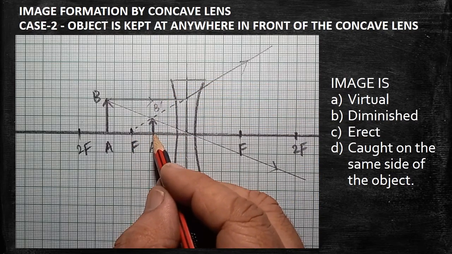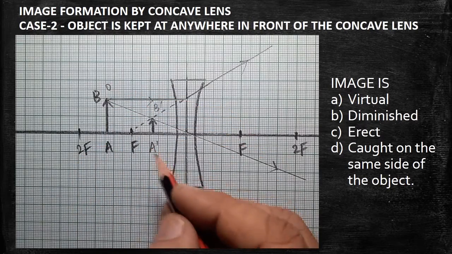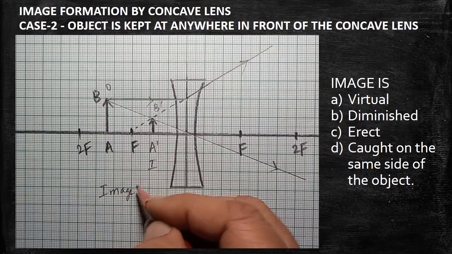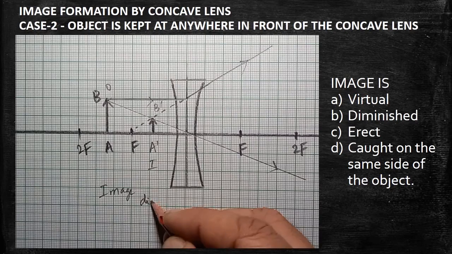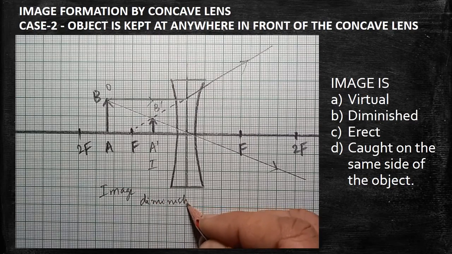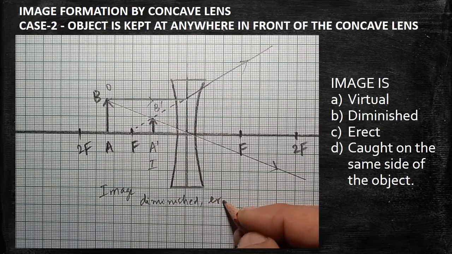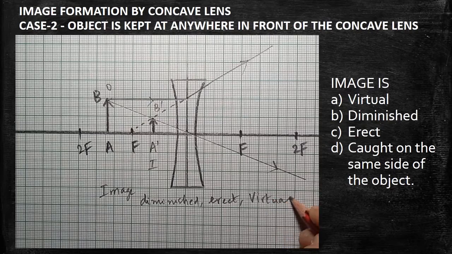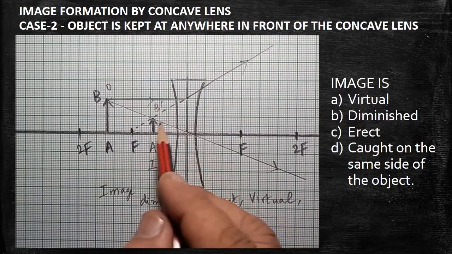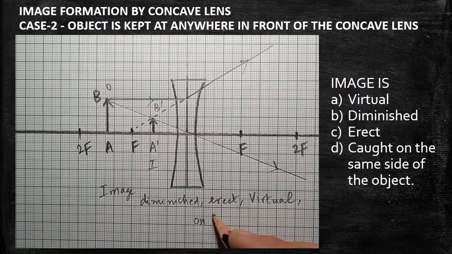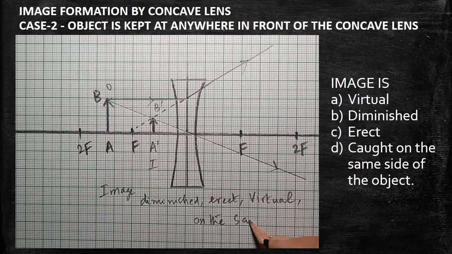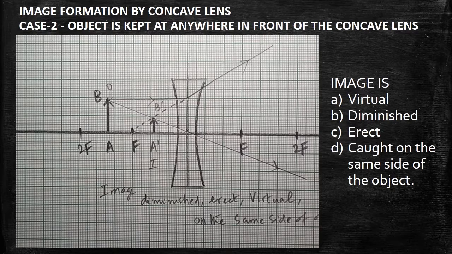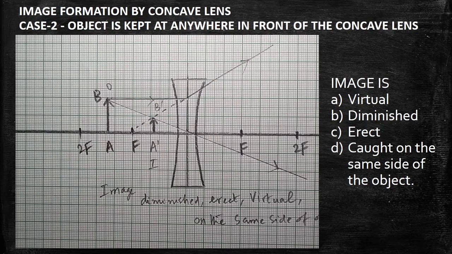Very small diminished image you will get. So this is the object and this is the image. How will the nature of the image be? The image will be small, therefore it should be called diminished, and you are getting the erect image. This image cannot be caught on the screen, therefore it should be called virtual, and it is formed on the same side of the object. So all these descriptions must be written while drawing the ray diagram.